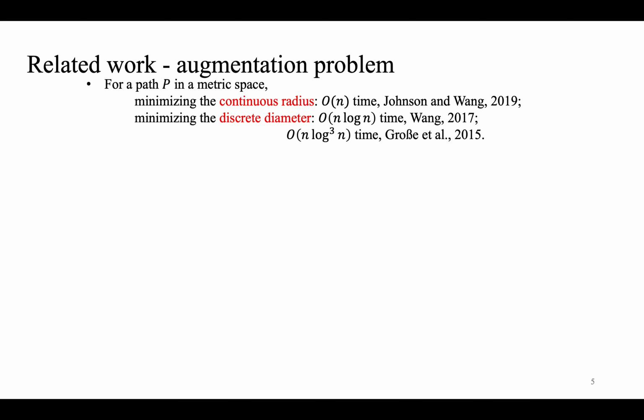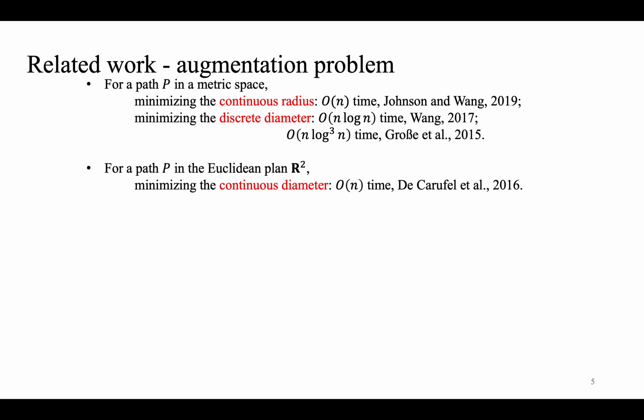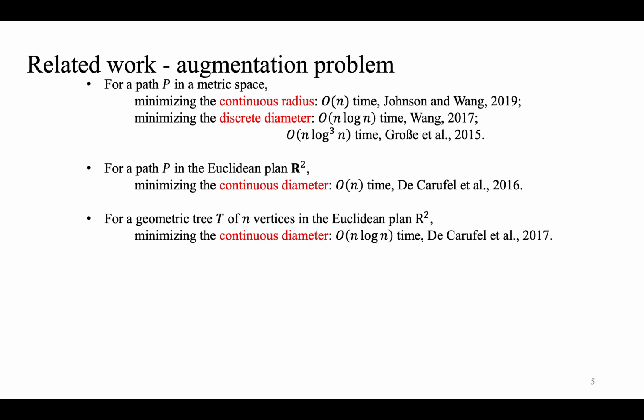Given a path graph in a metric space, Wang and coauthors proposed a linear time algorithm to minimize the continuous radius of the resulting graph in 2019. And Wang proposed an order of n log n time algorithm to minimize the discrete diameter of the resulting graph in 2017. For a path in the Euclidean plane, De Carufel proposed a linear time algorithm to minimize the continuous diameter of the resulting graph in 2016. For a geometric tree of n vertices in the Euclidean plane, De Carufel proposed an order of n log n time algorithm to minimize the continuous diameter of the resulting graph in 2017.